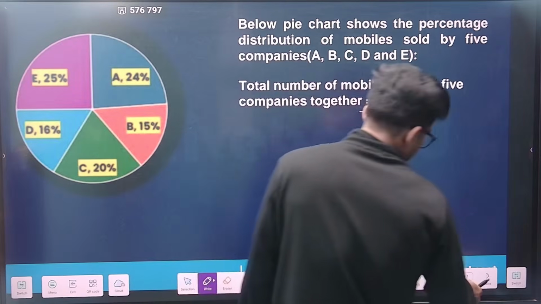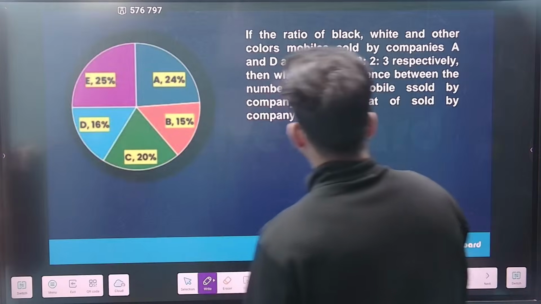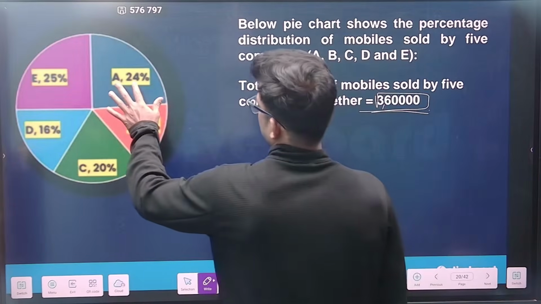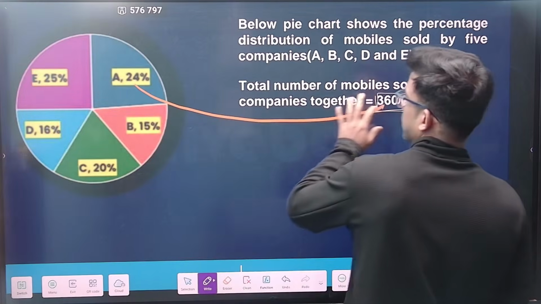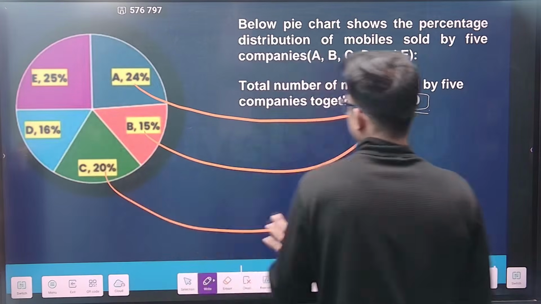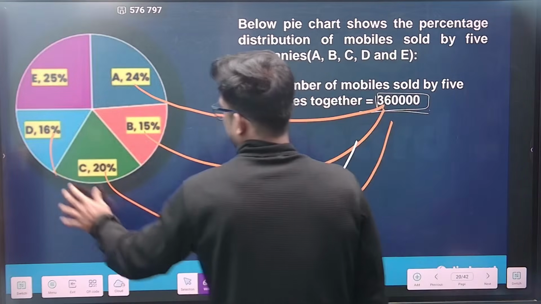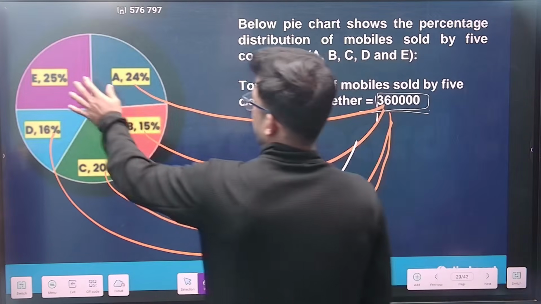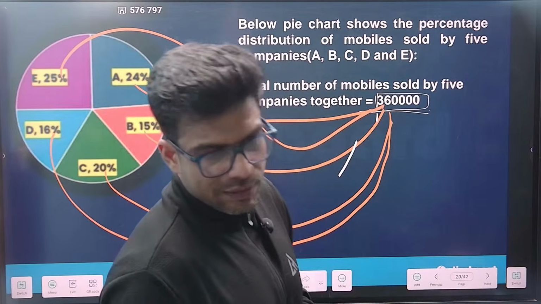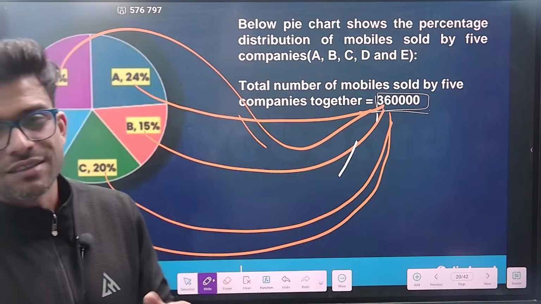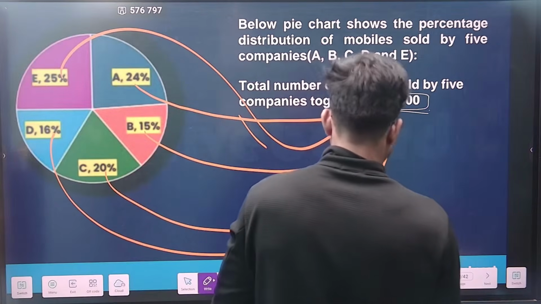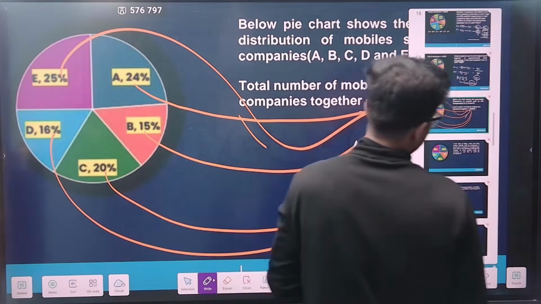So guys, see, for every question you need to figure out the value: 24% of this, 15% of this, 20% of this, 16% of this, and then 25% of this. But if you are dealing with a pre-examination, you need to search for a question in which values are not taken. So let me show you that first. Is there any question in which values are not taken?